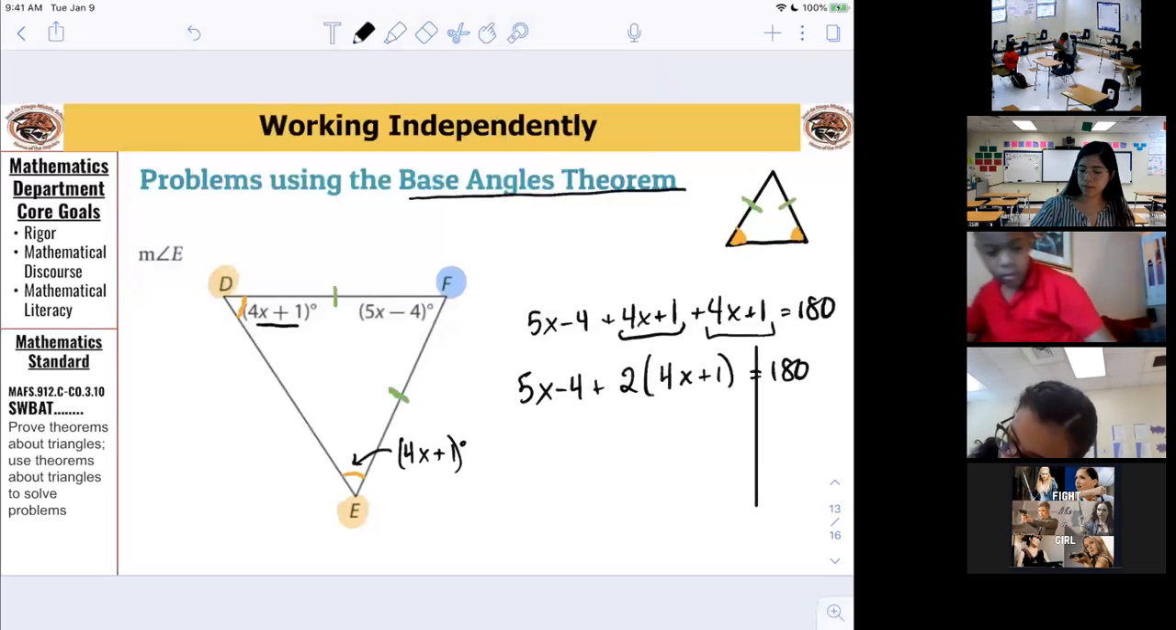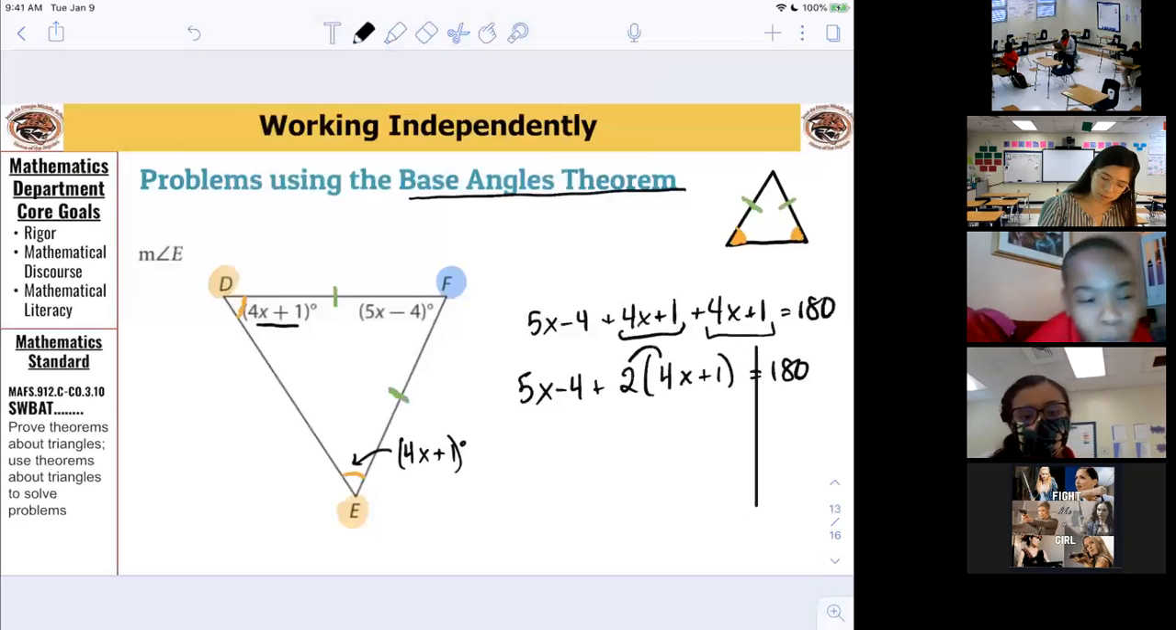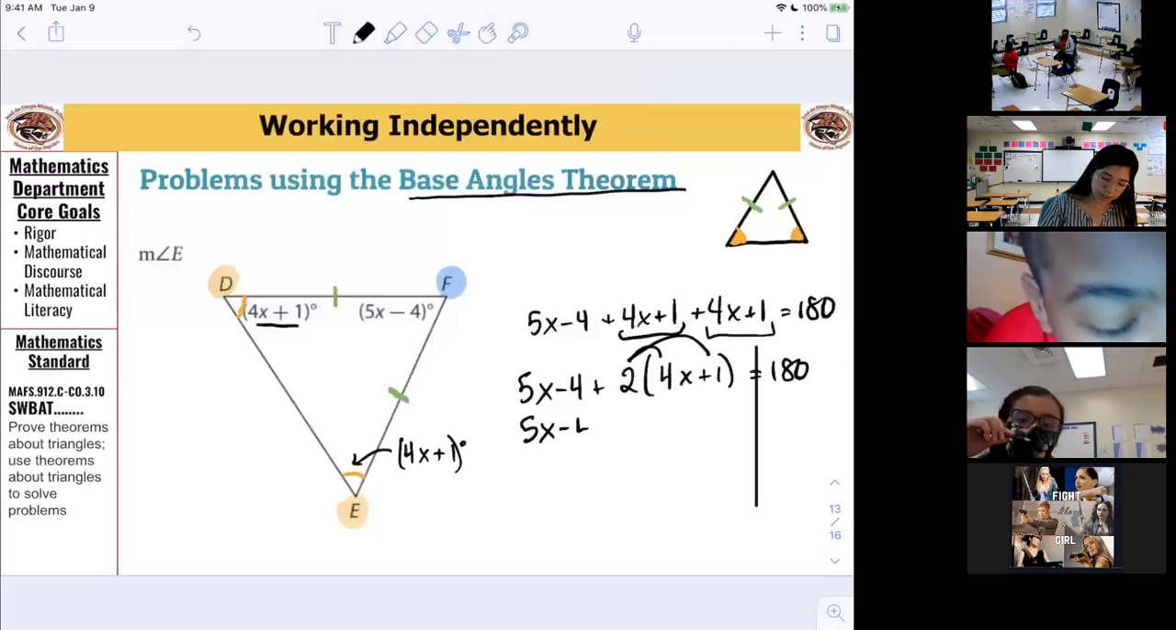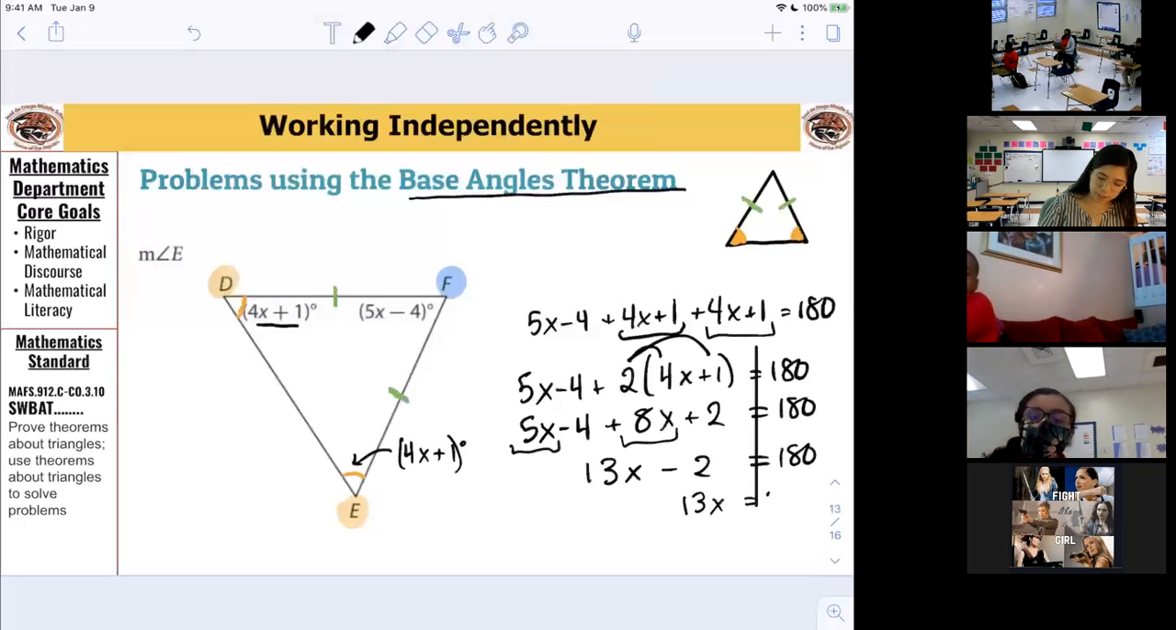What do you get for x? 12? It's not 12. It's 14. Good job, Emily. You have to distribute first. When I distribute, I get 8x plus 2. Combining like terms, I get 13x minus 2. I add 2, I get 13x equals 182. I divide by 13, x equals 14.